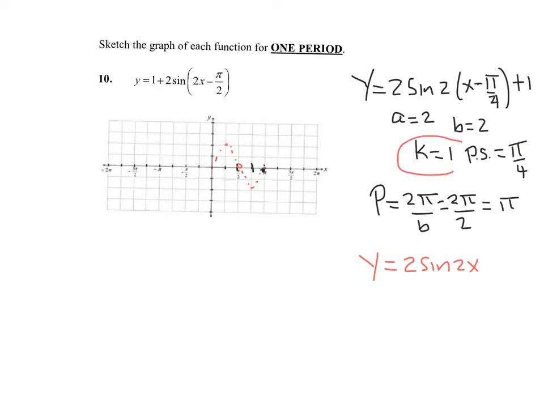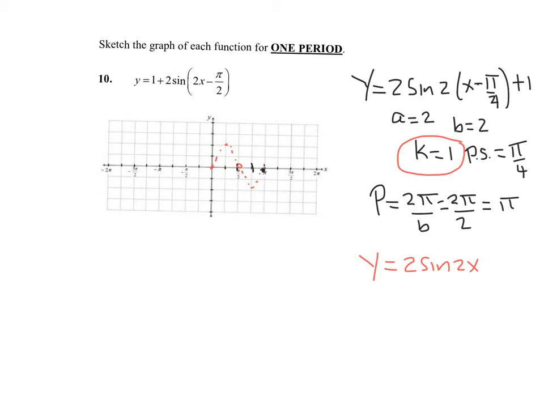Then what I'm going to do with those points, I'm going to look at the value of k. k is 1, so every point that I had is going to move up once, and then it's going to move up 1 and pi over 4 to the right. So this is the first point. Let me use a different color here to do the points.